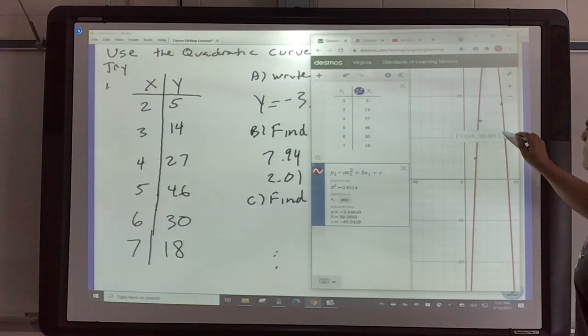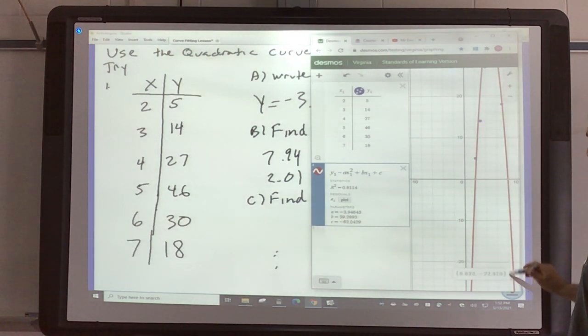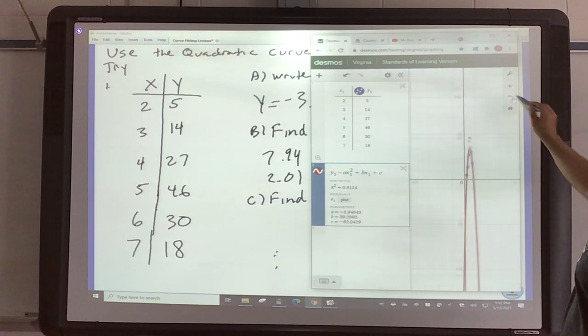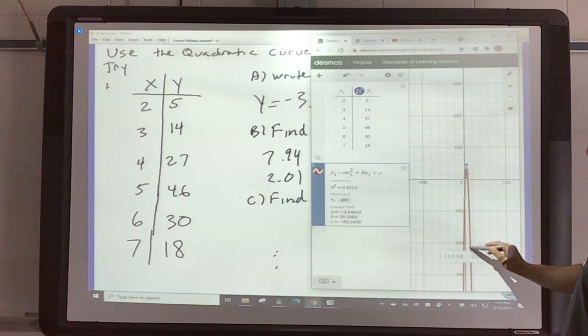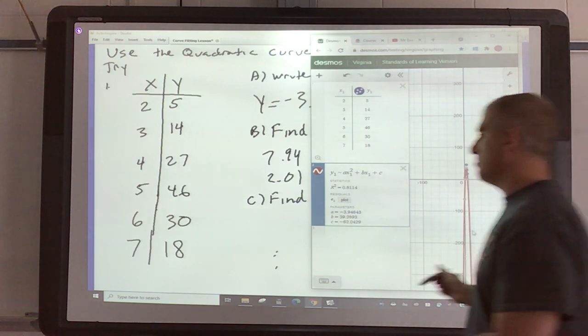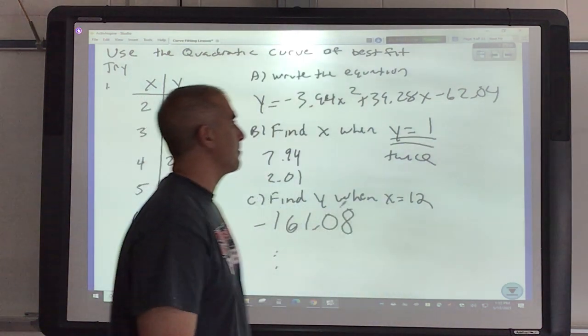Okay, find where x is 12. And that's going to be down here. I'm going to have to zoom out for this. Oh man, really far out for that. Where x is 12 would be about negative 161.08. Okay.